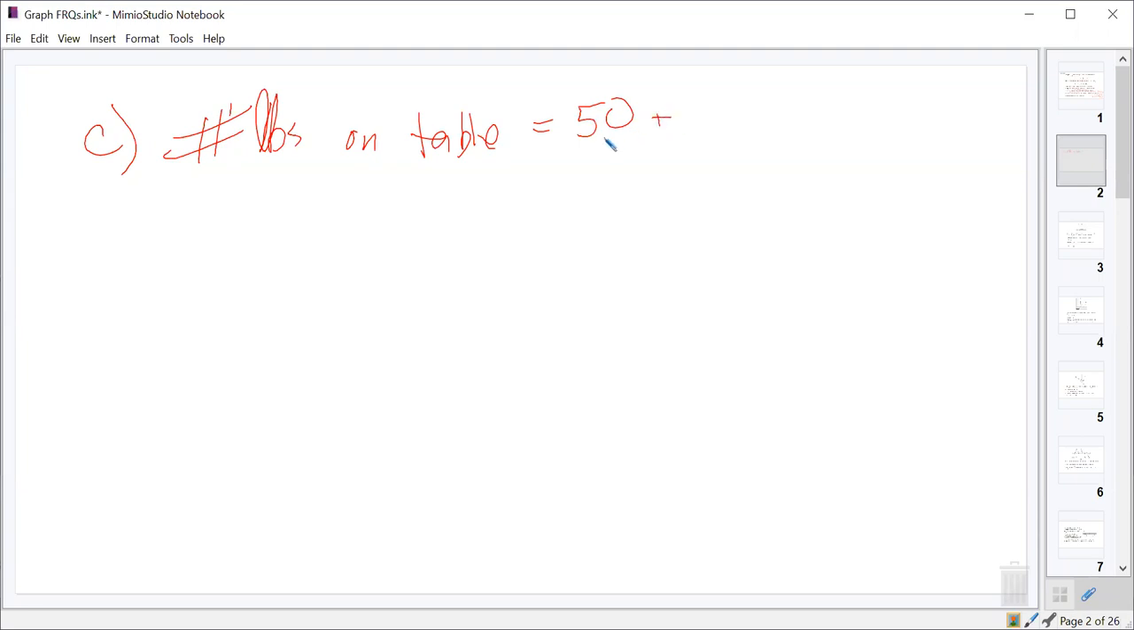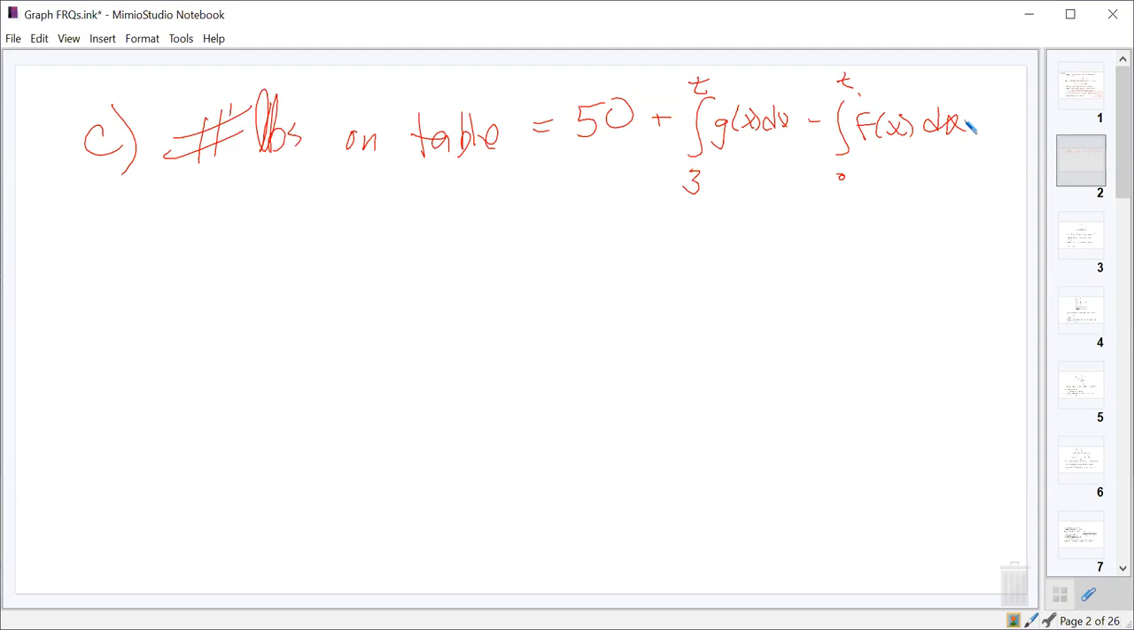Plus the amount that was put onto the table. How much was put onto the table? The integral from 3, when they started putting them on the table, to t of the function g. And then they subtracted some off of the table, right? People remove stuff, so we're going to subtract the integral from 0 to t of f. That function represents number of pounds on the table. Everybody agree with that?